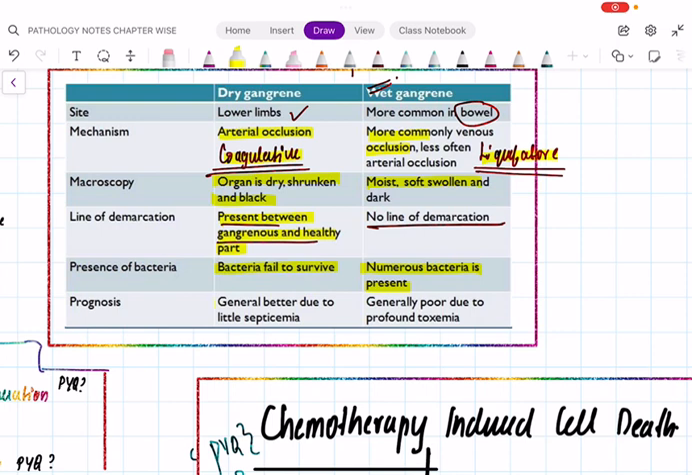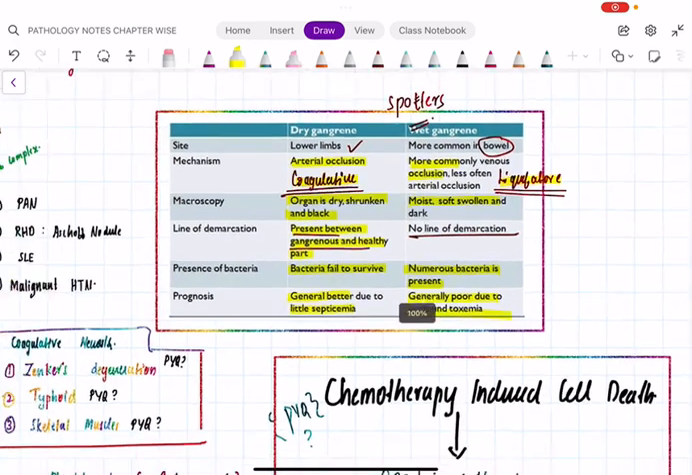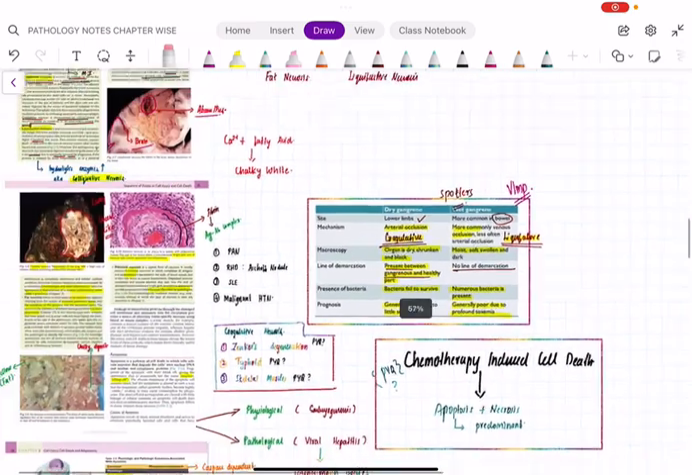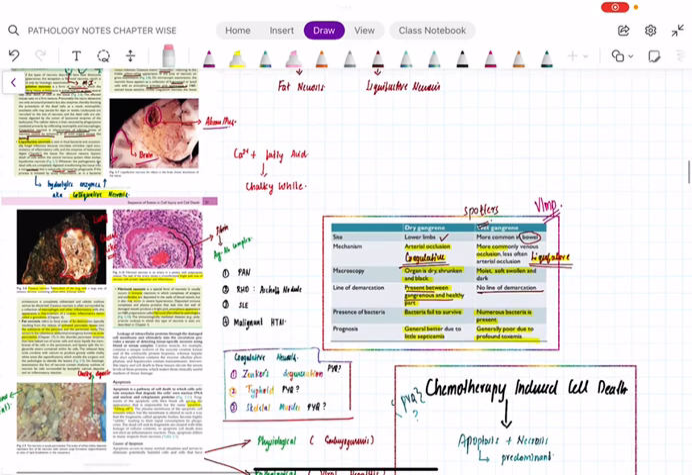So prognosis in dry gangrene is generally better, whereas in wet gangrene it is generally poor due to profound toxemia and sepsis. We can't differentiate which tissue is healthy and which is injured. I hope things are clear. Just draw this table, and you will get 4 marks out of 4. So that's about dry gangrene and wet gangrene.